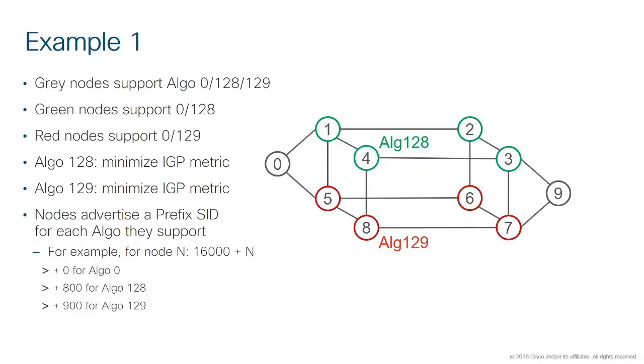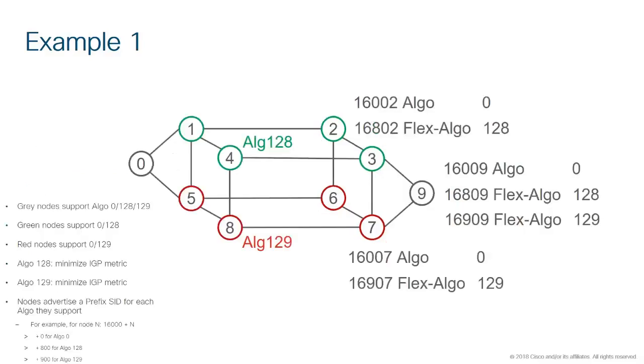What differs is that the topology is different. The nodes that are part of the algorithm are different. Let's assume that we use the prefix-SID allocation scheme that I explained before, 16,000 plus n plus 800 for 128 or plus 900 for 129. So if I look at, for example, the prefix-SID advertised by node 9, I will have the 3 that we reviewed previously here. And 7 will be these 2 ones, and 2 will be these 2 ones.